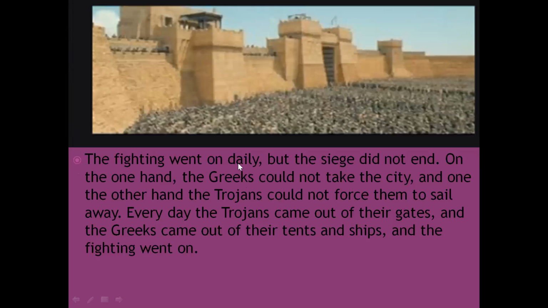The fighting went on daily, but the siege did not end. On the one hand, the Greeks could not take the city, and on the other hand, the Trojans could not force them to sail away. Every day, the Trojans came out of their gates and the Greeks came out of their tents and ships, and the fighting went on. Now, see the explanation.